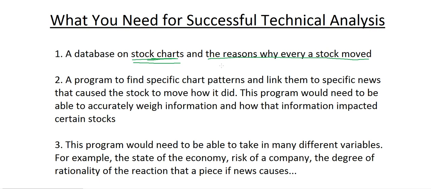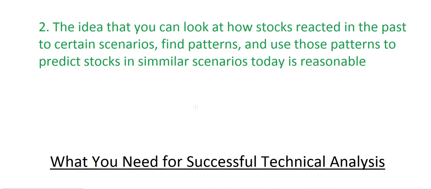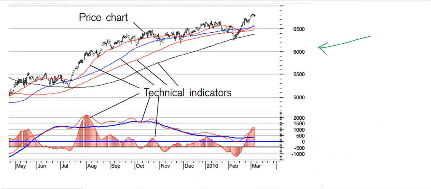So after you have these two things, you would need to be able to build a program that could look at chart patterns and link them to specific news that caused the stock to move. So for example, if we go back to this chart over here, if we look at this area right here, we can see that the stock fell a little bit and then it moved up. By just looking at the chart, I have no idea why this happened. I can look at a bunch of other charts and maybe get a better idea, but just looking at the charts, I don't know what's going to happen from this point.